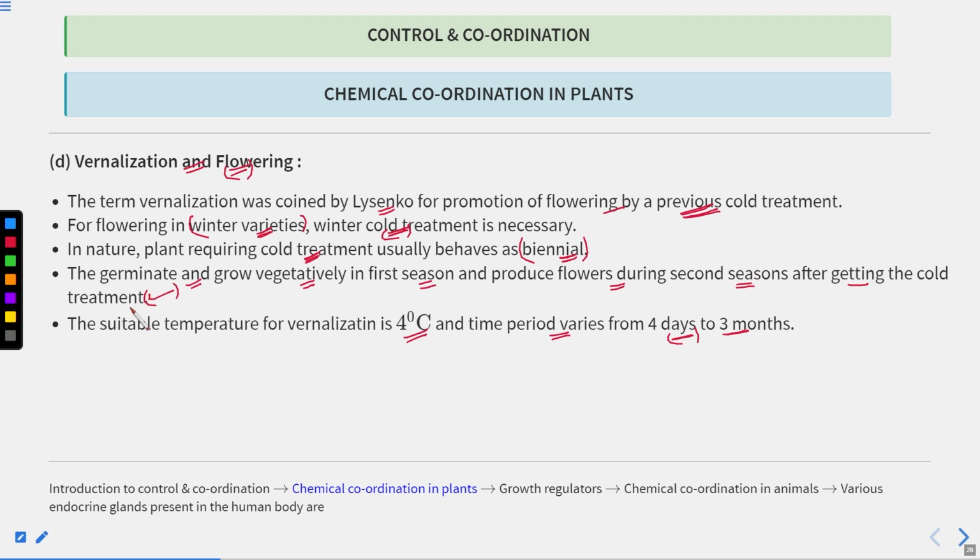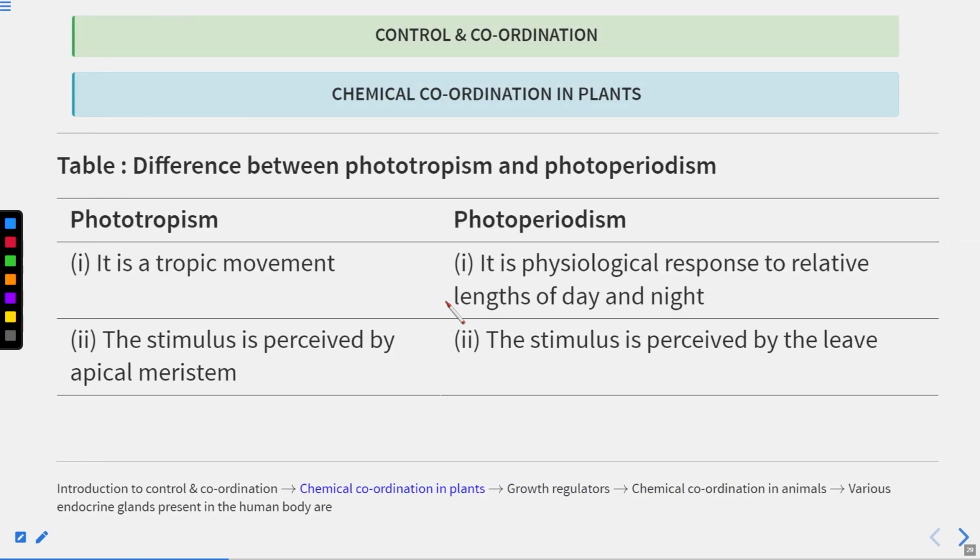So they require cold treatment for inducing the flower, or for the transformation from the vegetative to the reproductive phase. The suitable temperature, I've already told you, is 4 degrees Celsius, and the time duration is also important here, for how much duration you have given this cold treatment. Both of these factors matter.